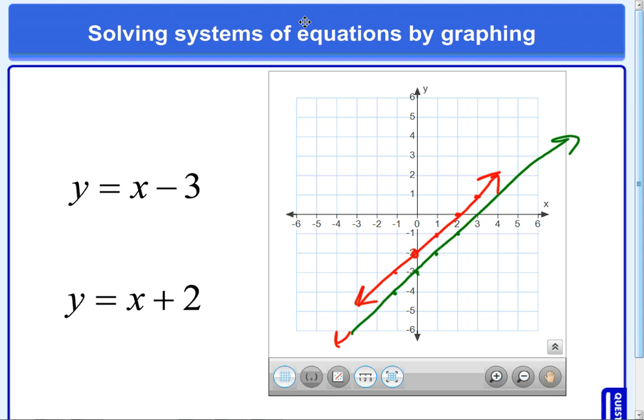What is the solution? No solution. They don't intersect. So we do empty set. Yes.